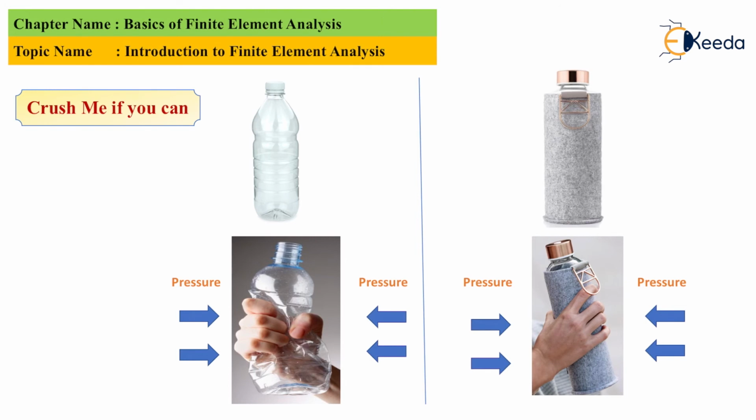Now, let's understand a very important concept which is called meshing. In the figure, you can see two bottles. One bottle is a plastic bottle, the second is a steel bottle. On applying pressure on both of these bottles, we can see that the plastic bottle can get crushed easily. Whereas, if we try to crush the steel bottle, it is not possible to do it. But why does this happen? This happens just because of one geometrical function of every material which is called meshing.